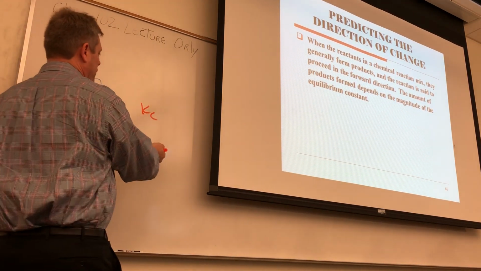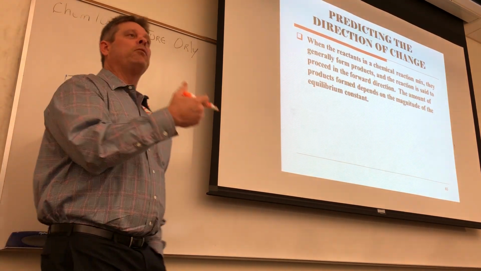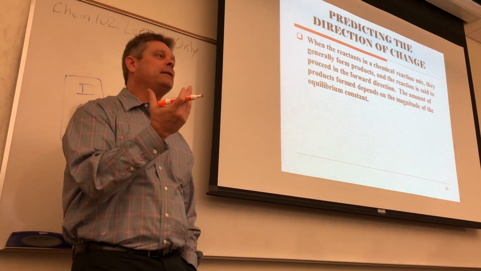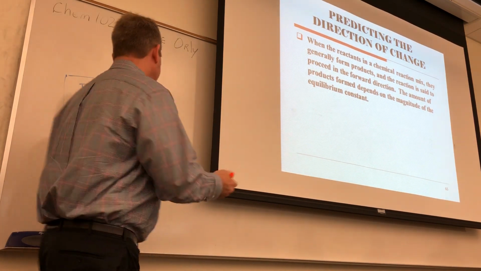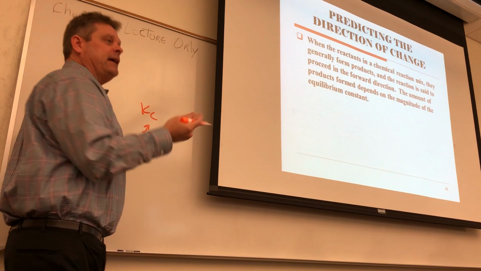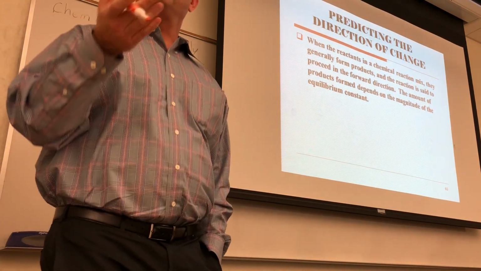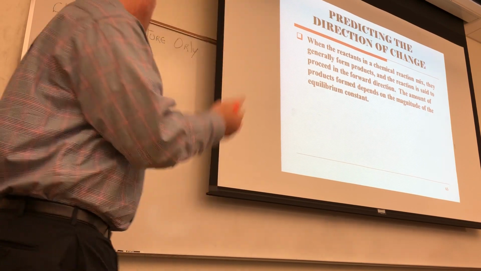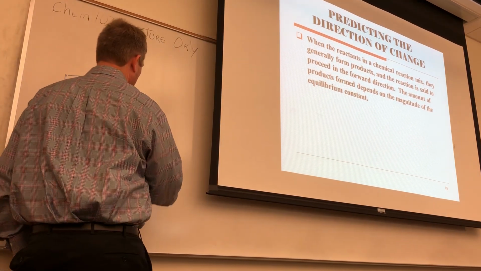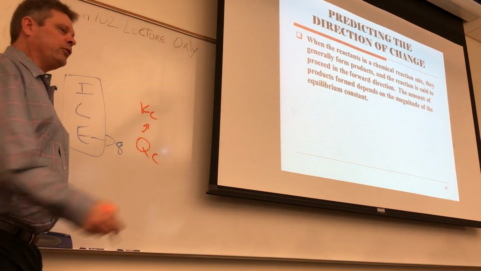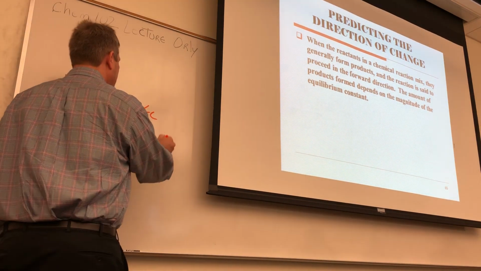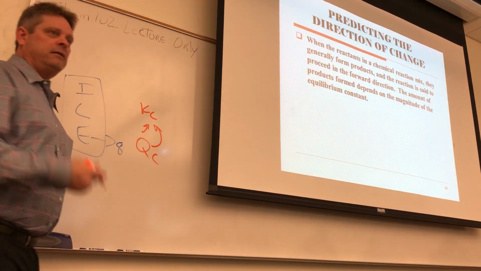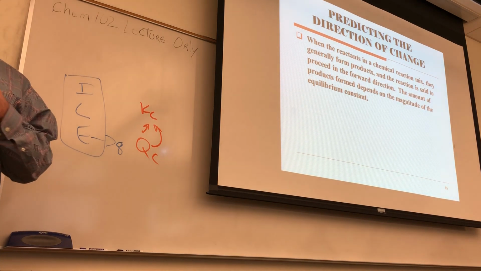And I figure out what the constant at those random concentrations is. If they match Kc, then I'm at Kc, no big deal. What if they're less than Kc, or what if they're more than Kc? Okay, that's what we're looking at. And we'll call that the quotient constant, and we'll call it Qc. And we'll see how Qc relates to Kc based on what the number is.